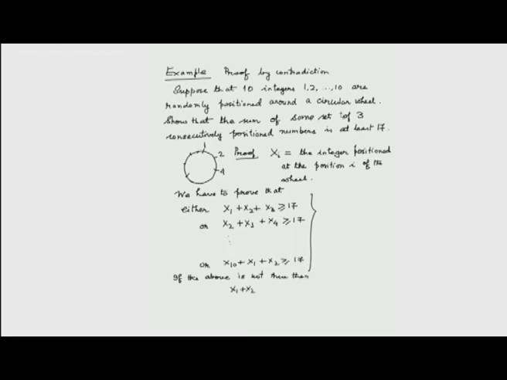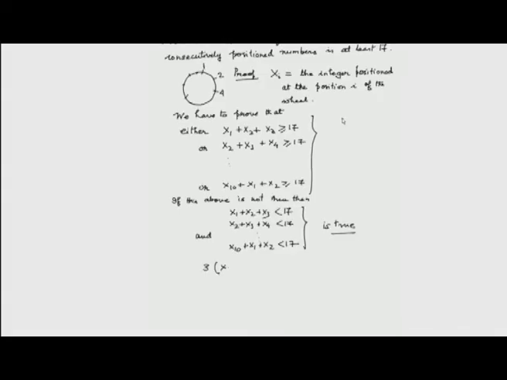x1 plus x2 plus x3 is less than 17. Please check that it is a strict inequality. Then x2 plus x3 plus x4 is also less than 17, and so on up to x10 plus x1 plus x2 less than 17, and this is AND. All of these must hold, because if one of them is not true, then that sum is greater than or equal to 17, and that means my proposition is correct.